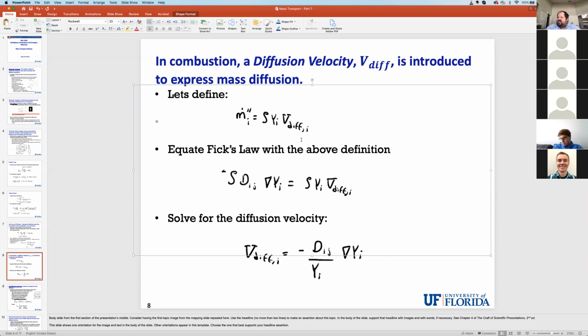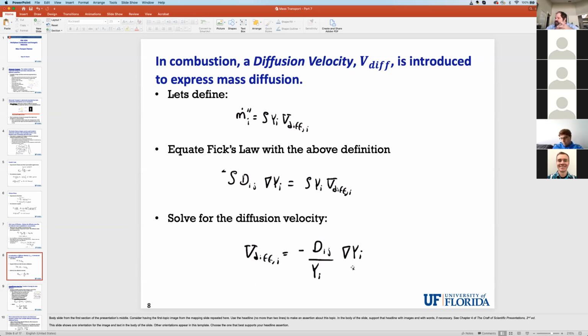And basically this is equal, and we set this equal to the definition above and solve for the diffusion velocity. And so this diffusion velocity is basically v is equal to minus Dij over Yi times grad Yi. Okay, and so that's just a definition.